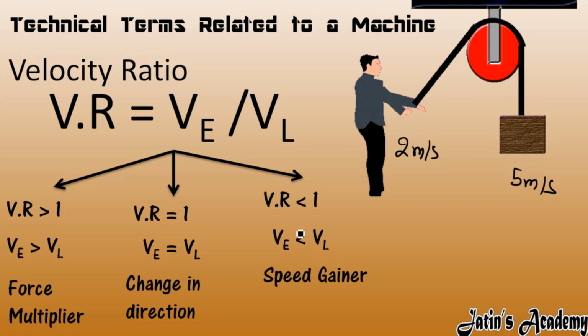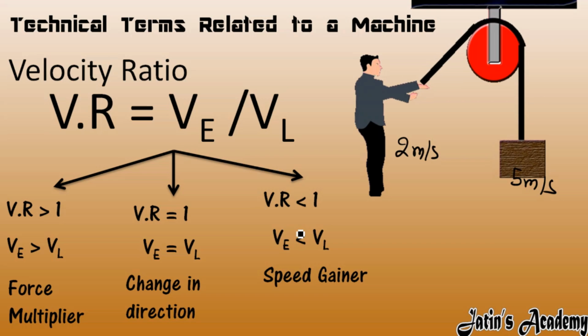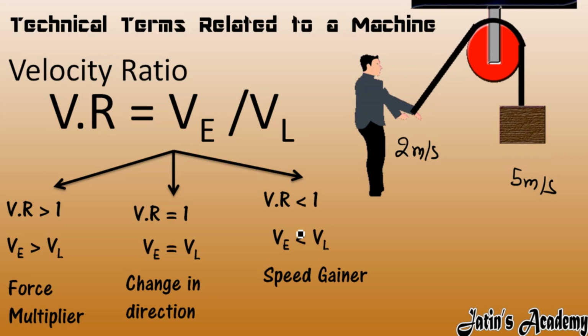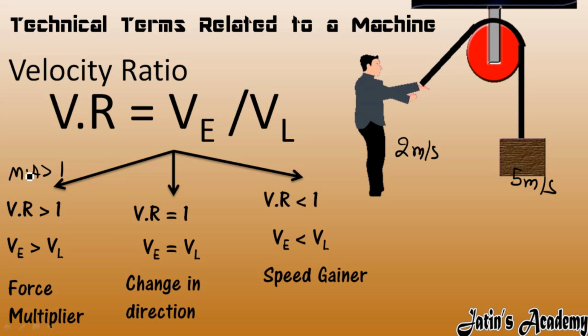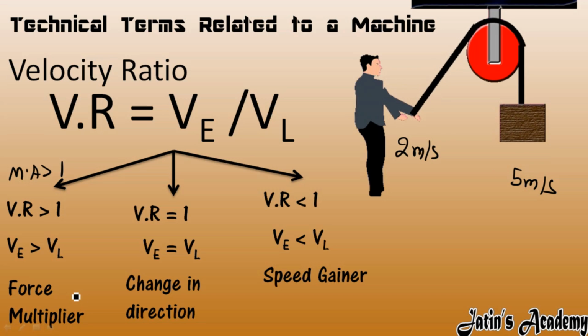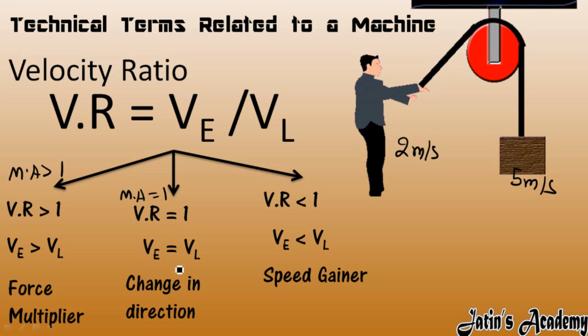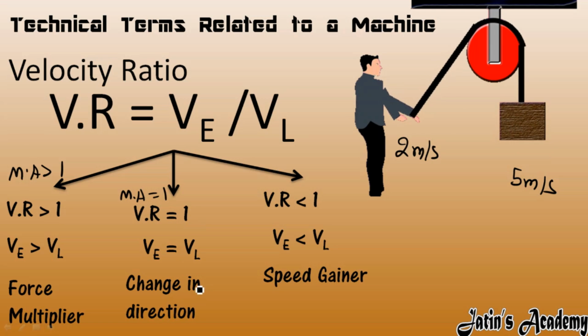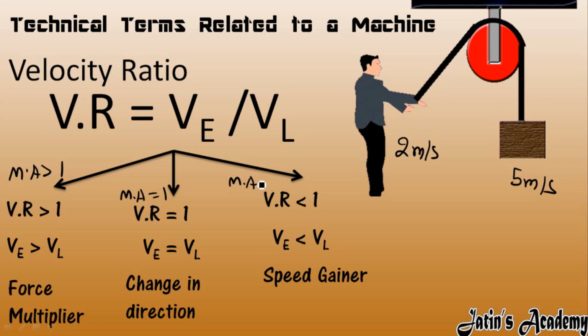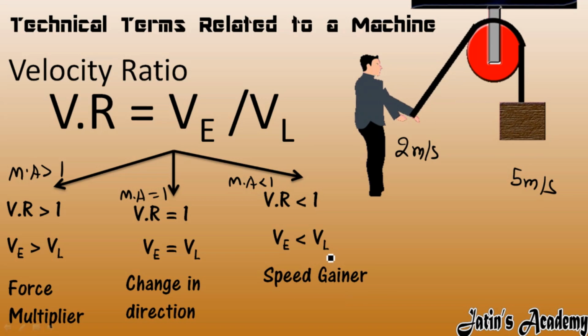So similar to the mechanical advantage, we are getting the same thing. Mechanical advantage greater than 1 or velocity ratio greater than 1, force multiplier. Mechanical advantage equals 1 or velocity ratio equals 1, change in direction. Mechanical advantage less than 1 or velocity ratio less than 1, that machine acts as a speed gainer.